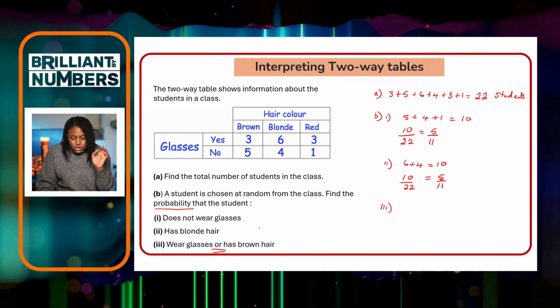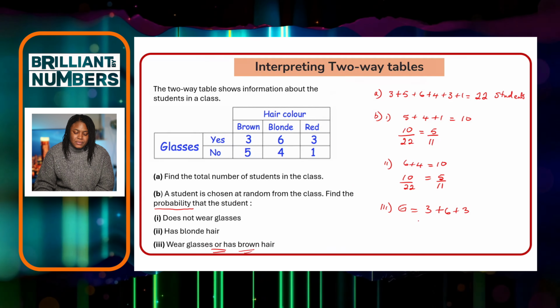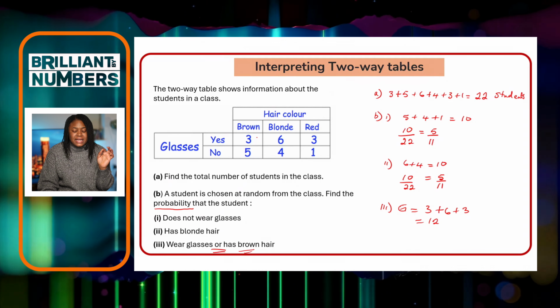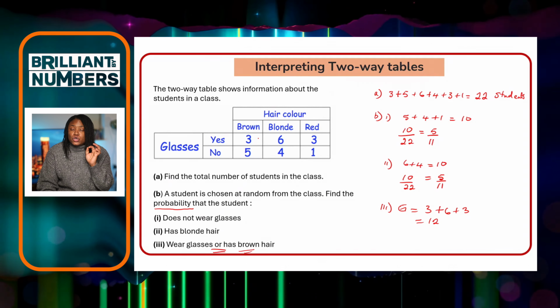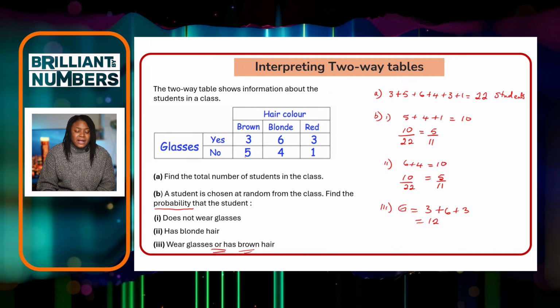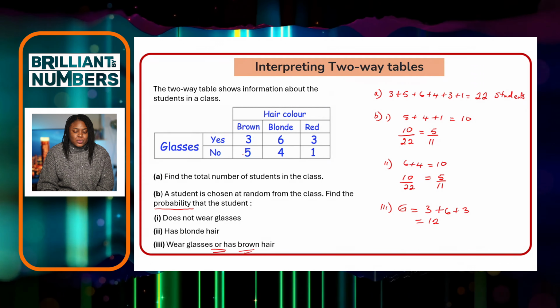So we're taking all of the glasses column, which is 3 plus 6 plus 3 again, gives me 12. I'm going to need to add that to the brown hair. Because the brown hair with yes was taken into the glasses already, we're not going to take the brown hair with yes. We're going to look for brown hair that does not wear glasses, which is 5. So we're just going to be adding that 5 to the 12. So the total will be 12 add 5, which is 17.